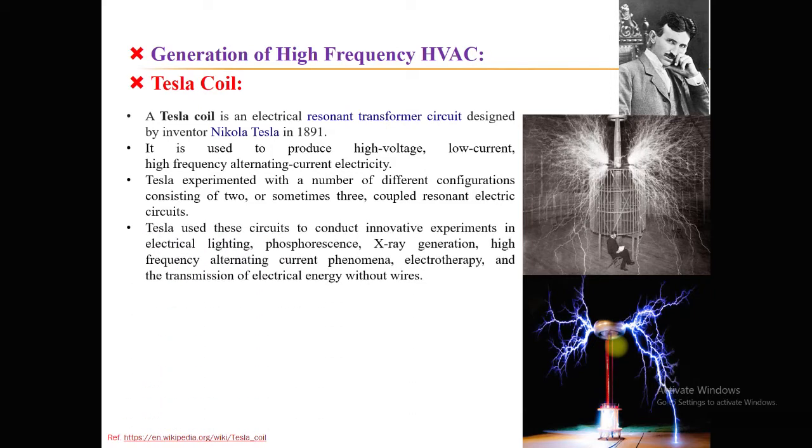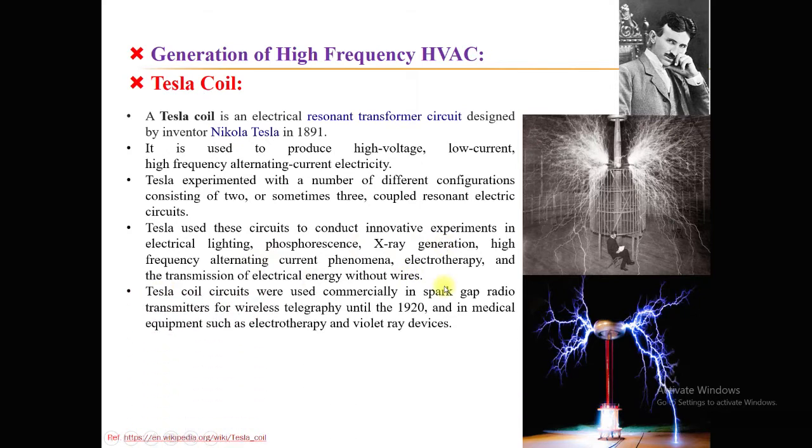Tesla used these circuits, the two or sometimes three coupled resonant circuits, to conduct innovative experiments in electrical lighting, X-ray generation, high frequency alternating current phenomena, electrotherapy, and so on. The investigations were normally conducted without any kind of physical connection between the two circuits. So completely it was wireless.